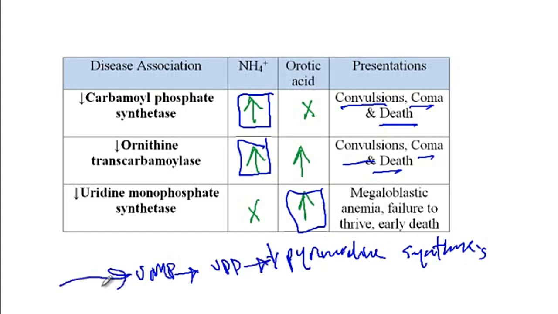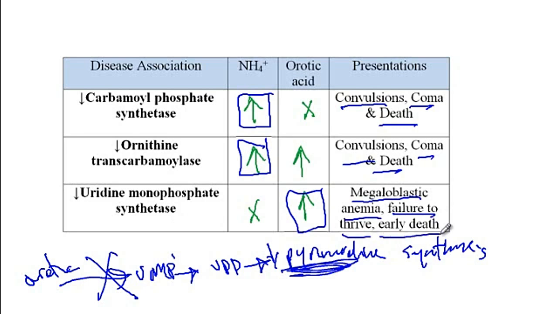So if the conversion of orotic acid into UMP is blocked because of the deficiency of uridine monophosphate synthetase, there would be low levels of pyrimidines, as a consequence of which there is a problem with DNA synthesis, and so these patients present with megaloblastic anemia, failure to thrive, and early death. And that concludes our discussion of the purine and pyrimidine synthesis pathway, purine salvage pathway, as well as the urea cycle.